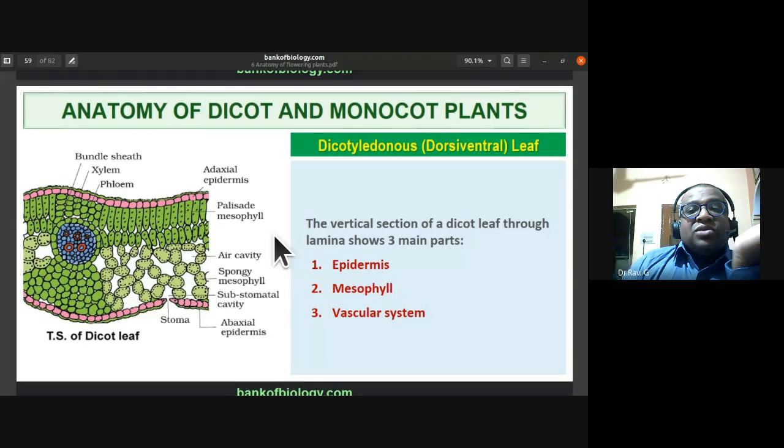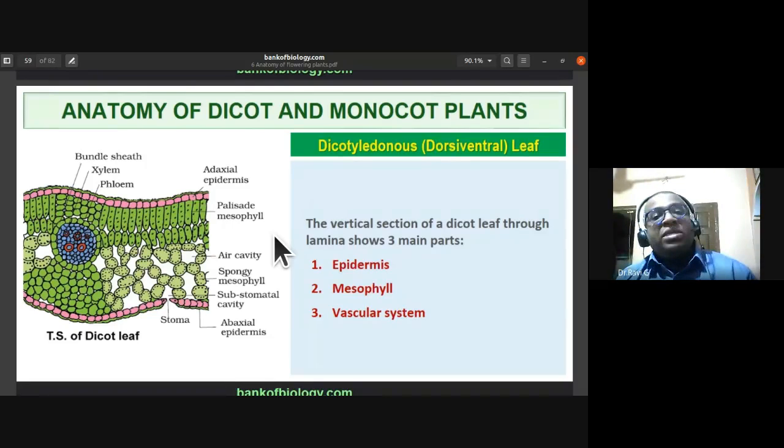So dorsiventrally, you can differentiate in the dicotyledonous leaf. That is why we call it a dorsiventral leaf. And from the arrangement of the leaf, the type of leaf, you know that they have reticulate venation in dicotyledonous leaf, whereas in monocotyledonous leaf, it would be parallel venation.